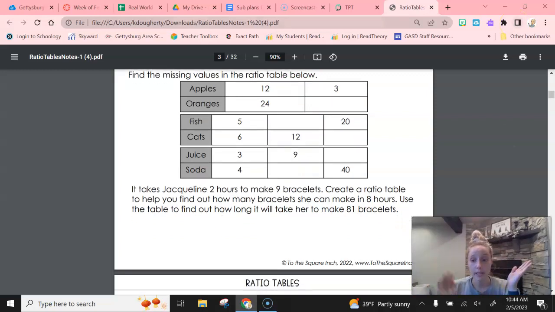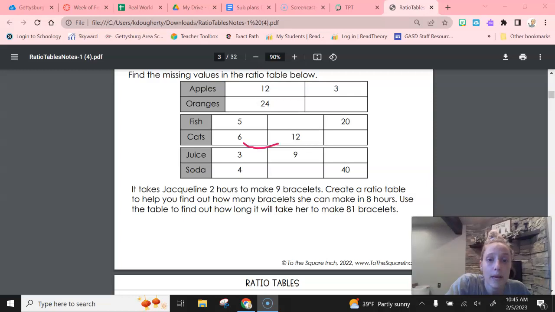We're comparing fish to cats, which is not good because cats eat fish, so I don't know why we would do that, but sure. Okay, you can notice that we have 5 fish to 6 cats. If you look at our table, it looks like we're getting bigger. We're changing cats from 6 to 12. If I'm changing from 6 to 12, am I getting bigger or smaller? We should say bigger. And 6 times what gives me 12? 6 times 2 gives you 12.